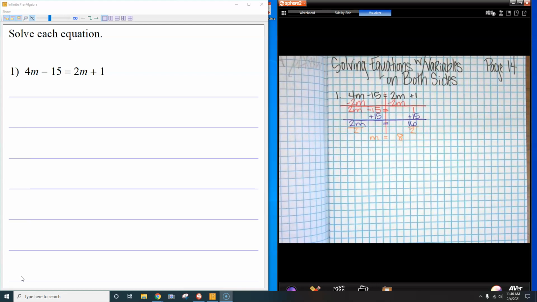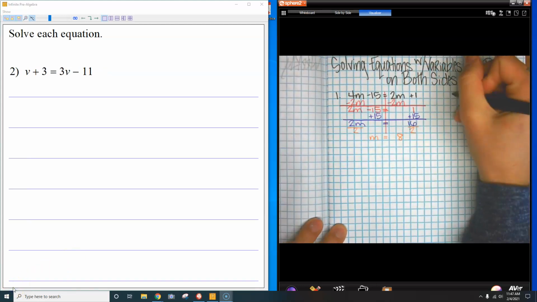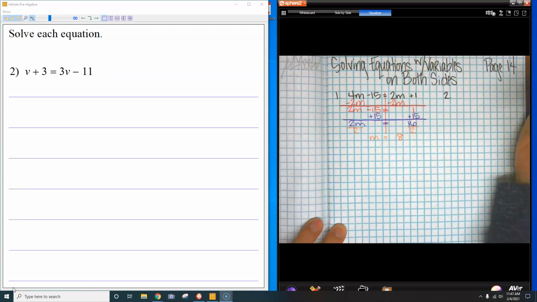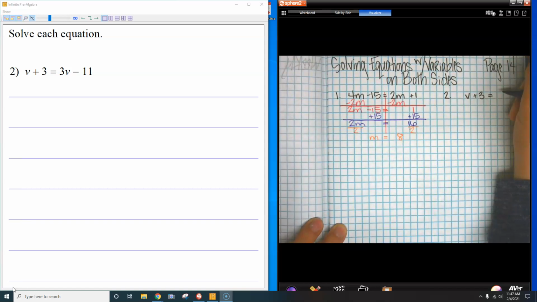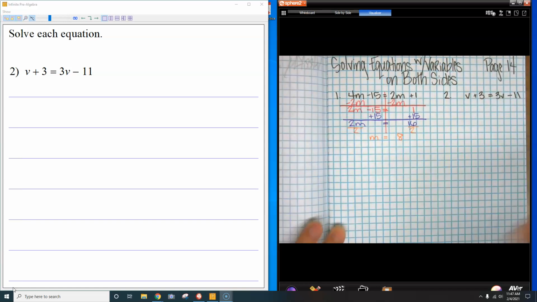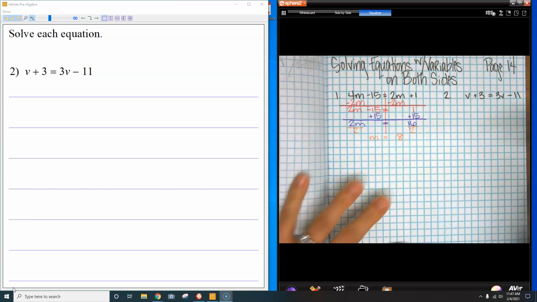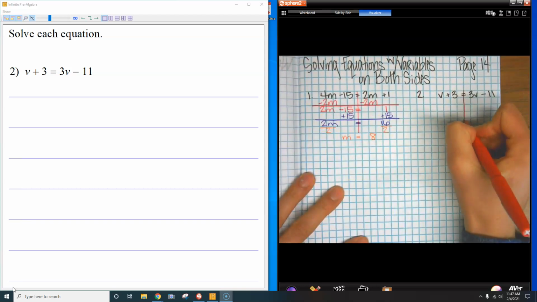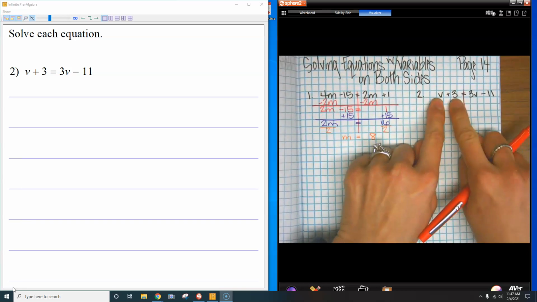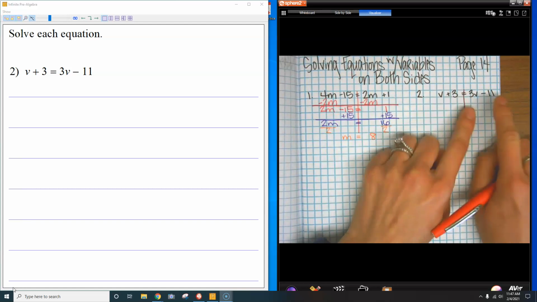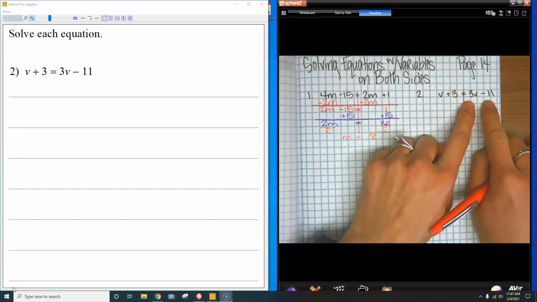All right. If you need to pause the video so you can get those notes copied down, please do so at this time. All right, equation 2 I'm going to do right here on the right-hand side of my notebook. It says v plus 3 is equal to 3v minus 11. And again, I'm going to draw a line to separate my two sides of the equation. Just like the last problem, these two terms are not like terms. One has a v, one doesn't. These two terms are not like terms. One has a v, one doesn't.